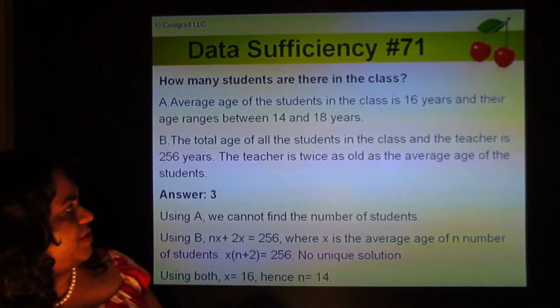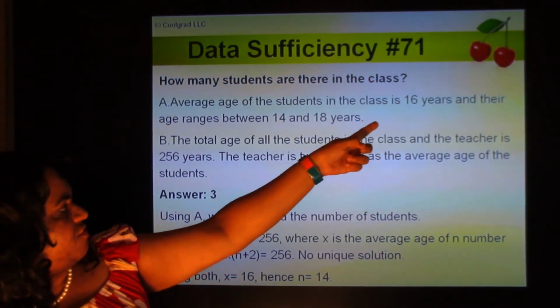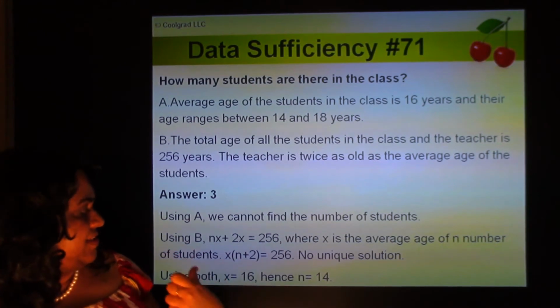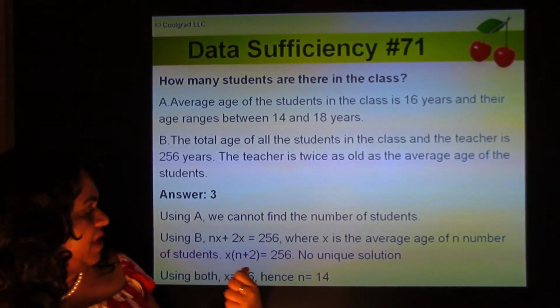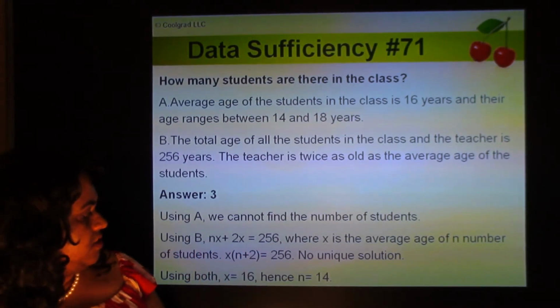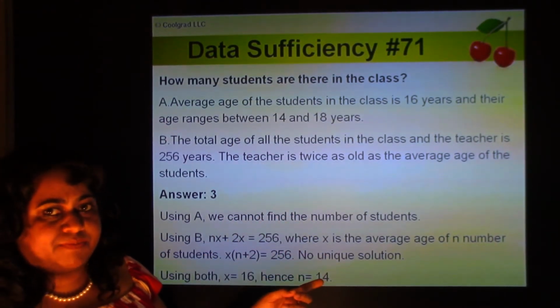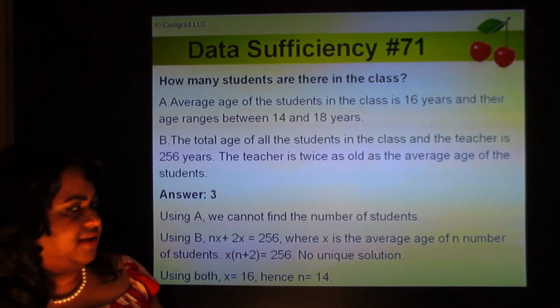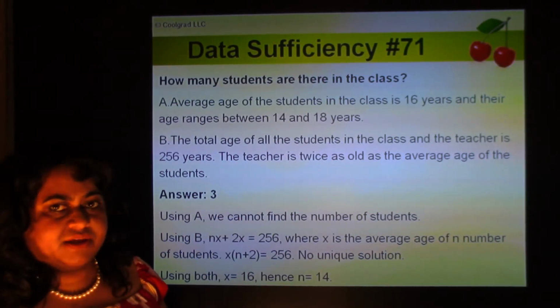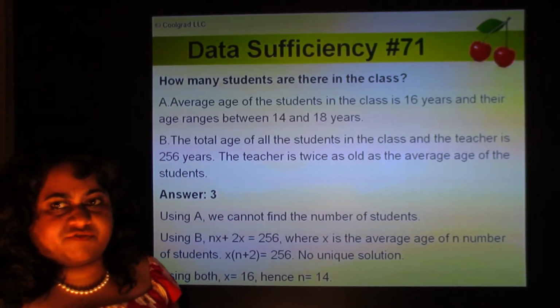But using both statements together, average age of the class is 16 years. So x is 16 and 16 times n plus 2 is 256. So n is 14. So we know the number of students in the class. So using both the statements together, we can solve for the number of students as 14. So we have option 3. But either statement alone is not sufficient.